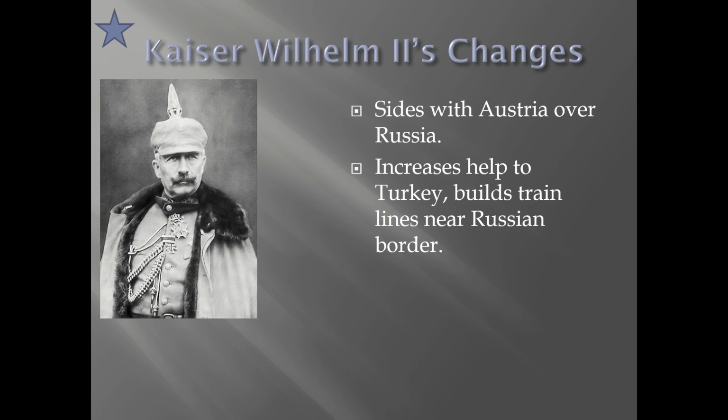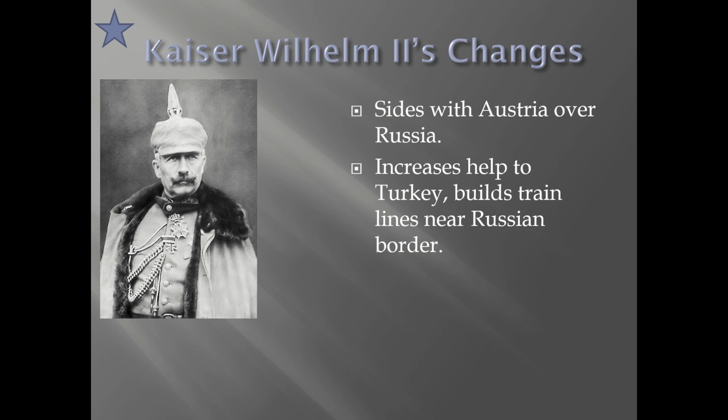He increases help to Turkey and helps build train lines right near the Russian border, which freaks Russia out because Russia and the Turks, the Ottoman Empire, have been competing for a while. There have been several border wars between the two of them. So train lines near the Russian border, you can put troops on trains and make it easier to fight a war with Russia. So Russia is very upset. Not only has Wilhelm taken the side of Austria, but they're also helping the Turks. These are two of Russia's main enemies.